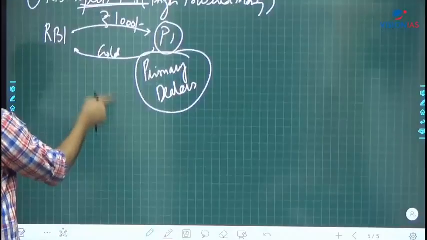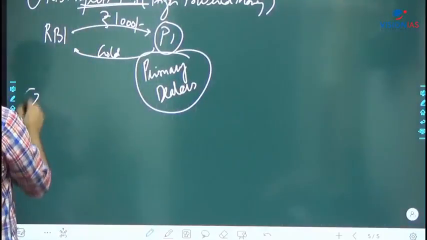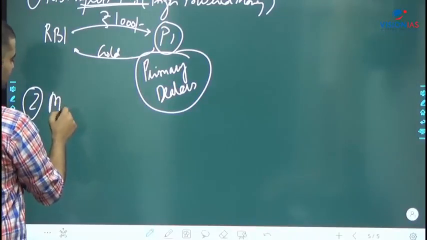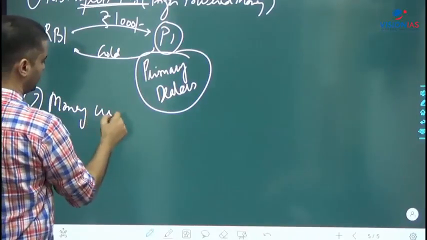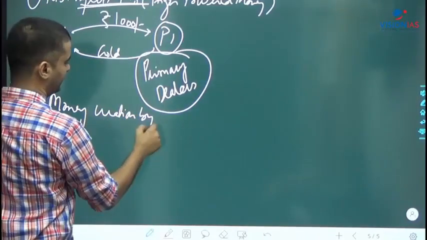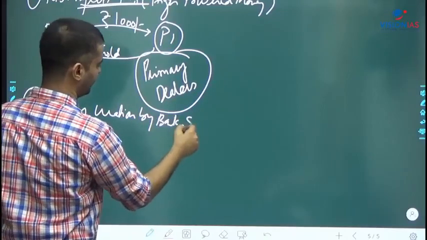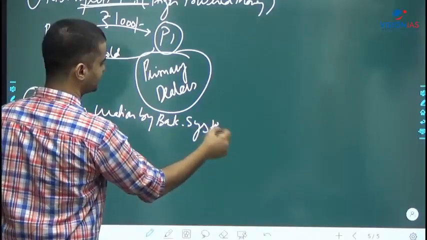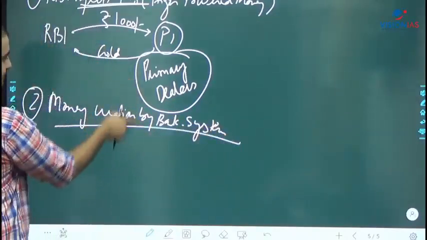Let's move on to step two. यहाँ तक हमने देखा है. Step two. Money creation by banking system. How will the banking system create money now? Let's look at this now.